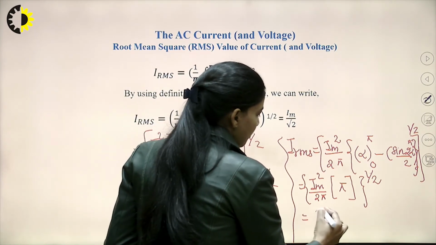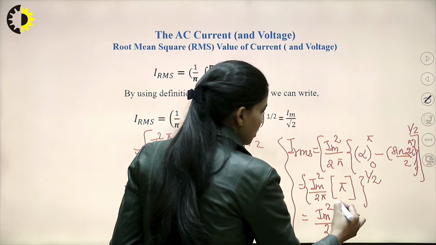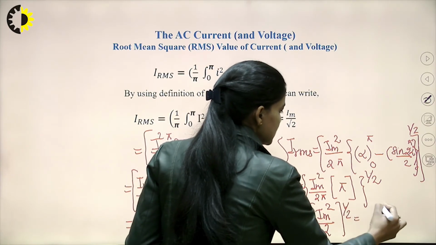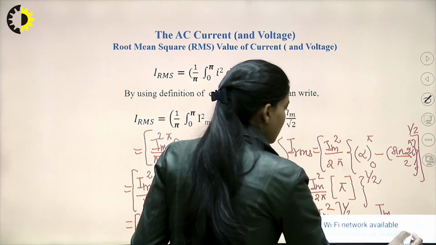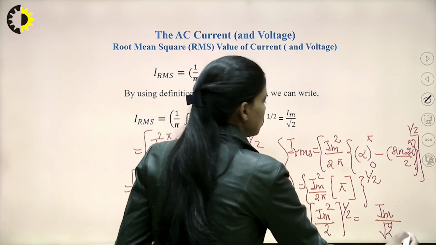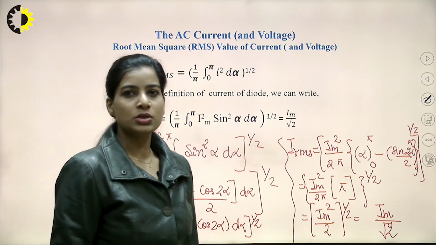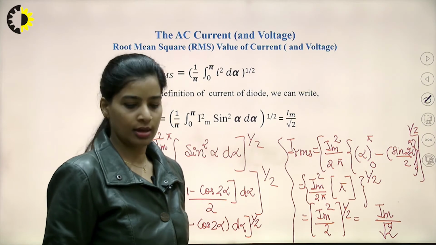So, we have Im square by 2 whole raised to the power 1 by 2. So, this gives us Im by root 2. So, that is the final expression for RMS value of current for full wave rectifier.